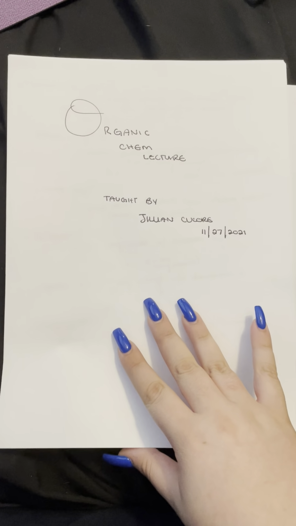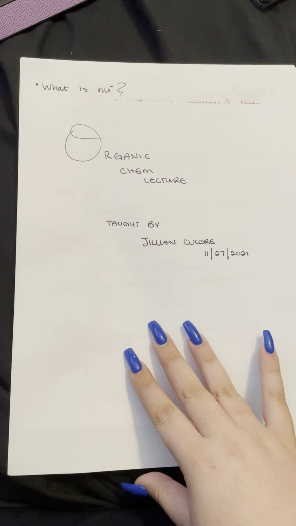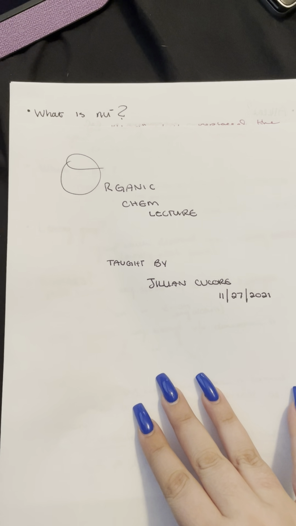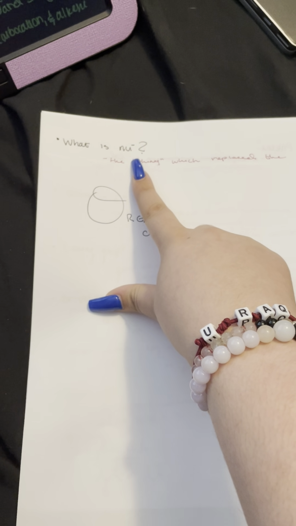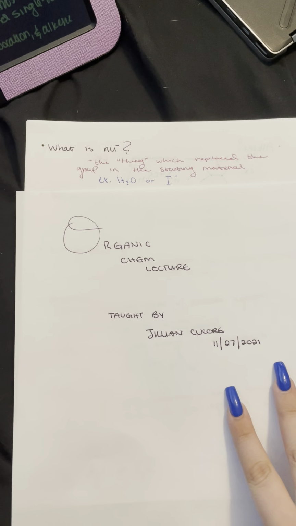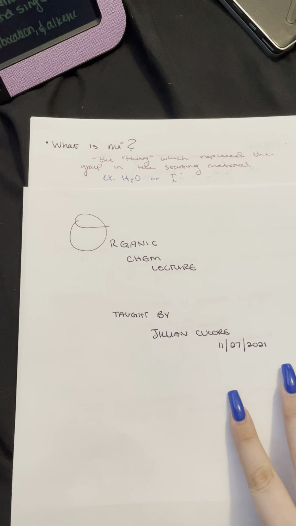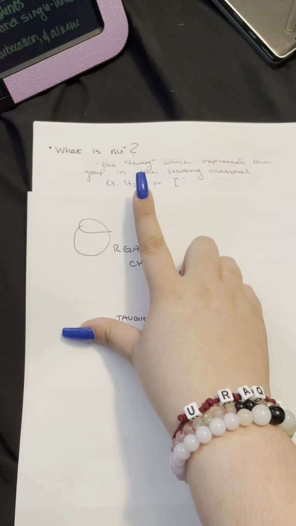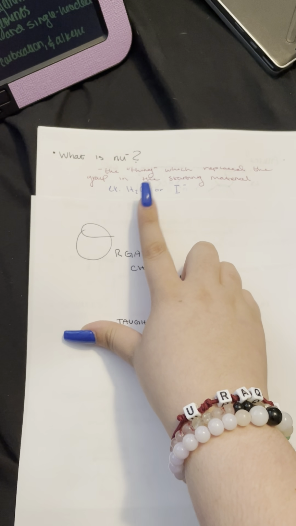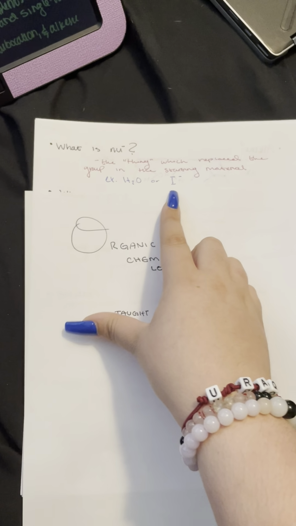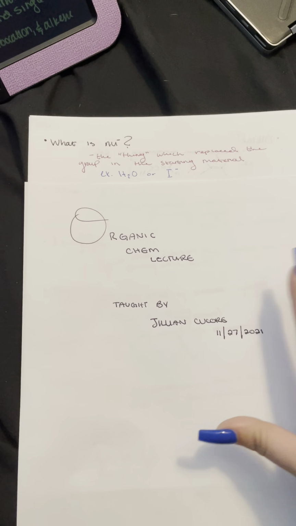So let's get started. The first topic is, what is a nucleophile? And that is the symbol that we use for nucleophile, by the way. It is the thing which replaces the group in the starting material. For example, water or iodide. Water is a weak nucleophile, and we'll get more onto that later, and iodide is a great nucleophile. Again, we'll get more into this later.